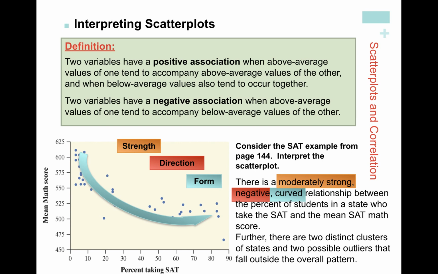And then, are there any points that really catch your interest because they depart from the overall pattern? Well, yeah, here's a point right here. Here is a state that has a very low participation rate of percent taking the SAT, and their mean math score is very, very low. So this deviates from this cluster. And here's another point right here, where the mean math score is much lower than what we would expect based on the rest of the data. So there are two possible outliers.